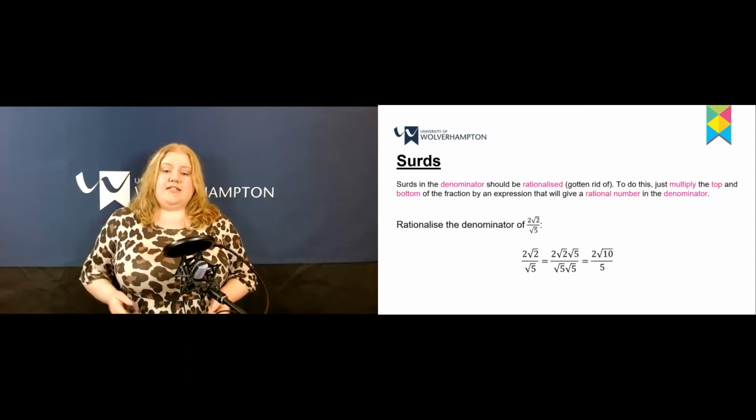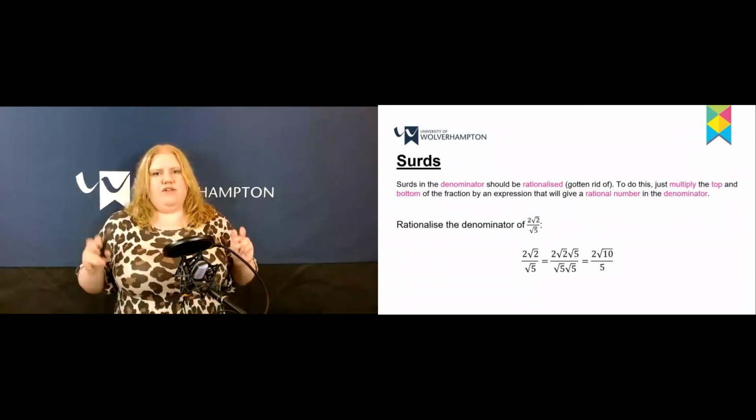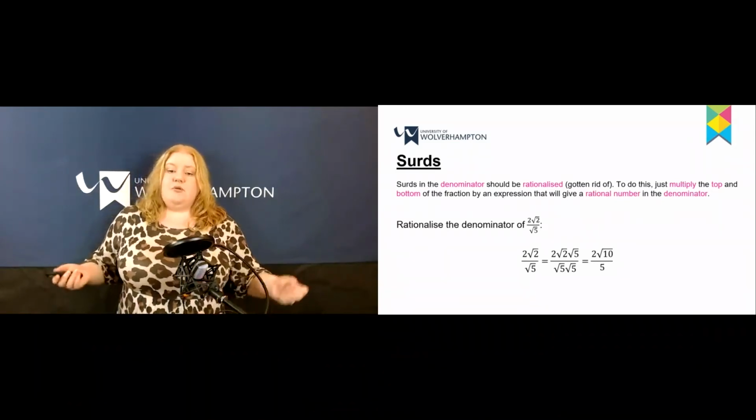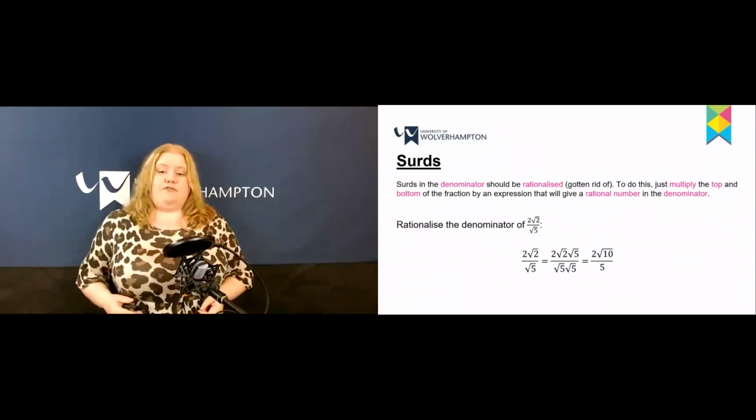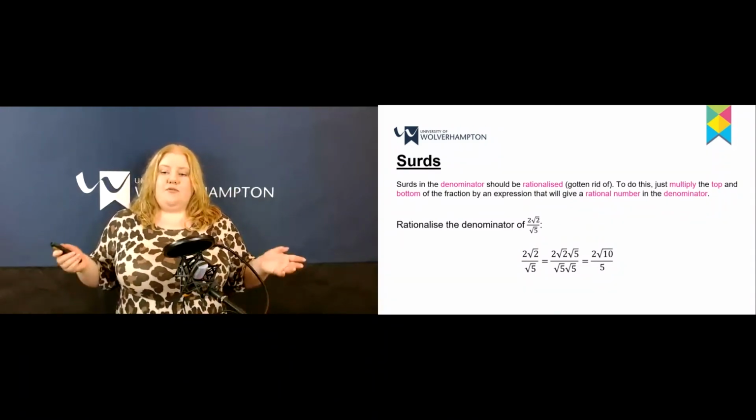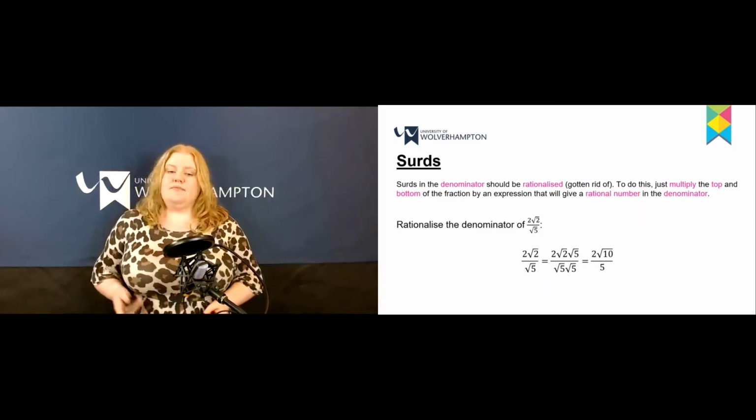Surds in the denominator should be rationalised or gotten rid of. To do this, all you've got to do is multiply the top and the bottom of the fraction by an expression that will give you the rational number in the denominator. And there's an example there.